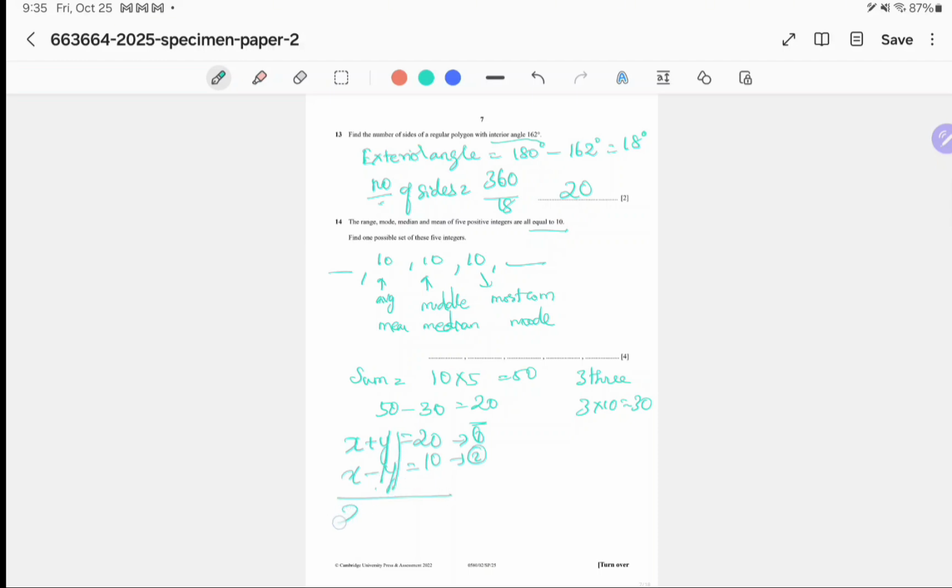So 2x equals 30, x equals 15. So the highest number may be 15. Substituting in the equation, 15 plus y equals 20, so y is equal to 20 minus 15, so 5. So this one is 5. Can I go to the next question?